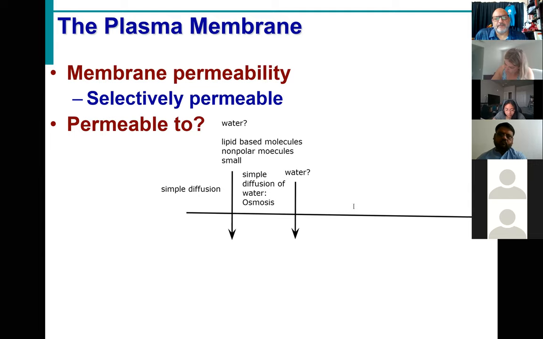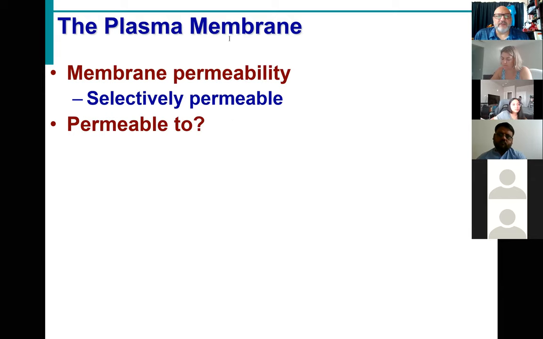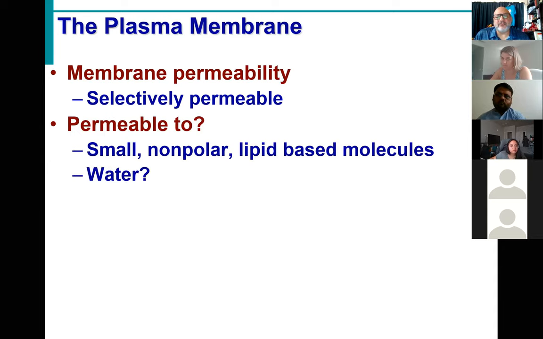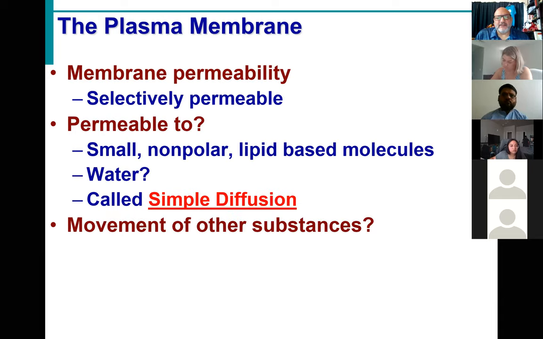All right? So, lipid-based, nonpolar, small things can get through by simple diffusion. Water, even though it doesn't seem to meet the criteria, is able to sneak in without any help. And indeed, we call that process osmosis. So again, if you are small, nonpolar, lipid-based, or water, you can get through that plasma membrane just by simple diffusion without any help at all. But if you're any of those other things we talked about, if you're large, if you're polar, if you're a protein or something like that, you need help.